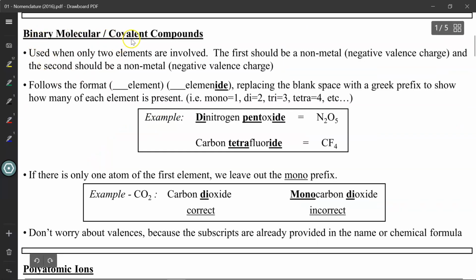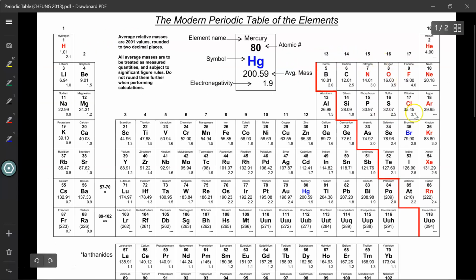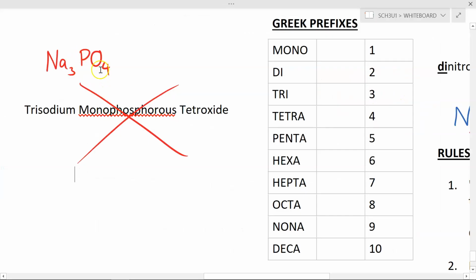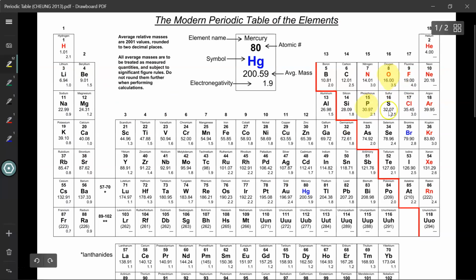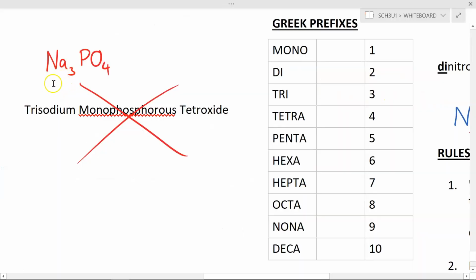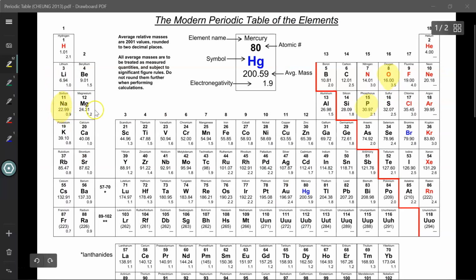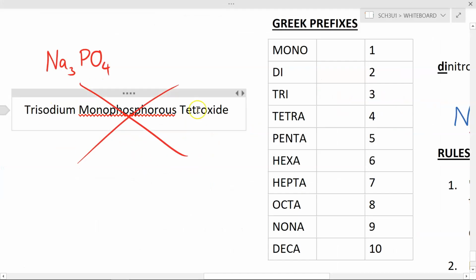And both elements, because they're molecular compounds, should be nonmetals. They should only appear on this side of the staircase. Now you're fine with the phosphorus and the oxygen. Those are definitely nonmetals. But sodium is a metal. So remember, this naming system can only be used if both elements are nonmetals, so they appear on this side of the periodic table. If you see any elements that appear on this side of the periodic table, you're not allowed to use this naming system.